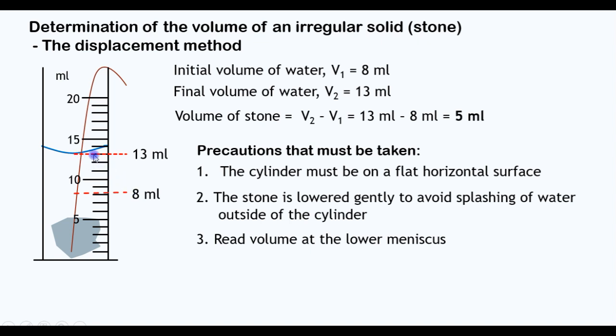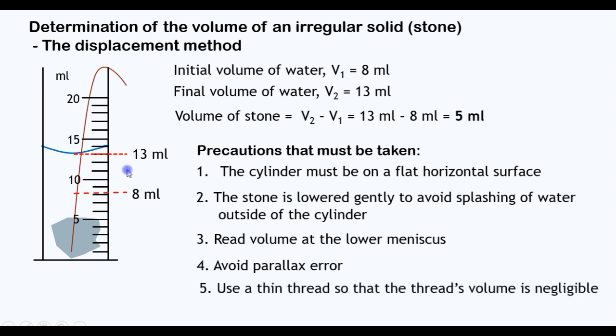Thirdly, the volume is read at the lower meniscus. We must avoid parallax error by placing the eye at the same level as the lower meniscus. And fourth, we must use a thin thread so that the thread's volume is negligible. As you can see here, there is a part of the thread that is underwater. So if it is too thick, its volume will add to the volume of the stone. So we must use a thread that is very thin so that its volume can be neglected.